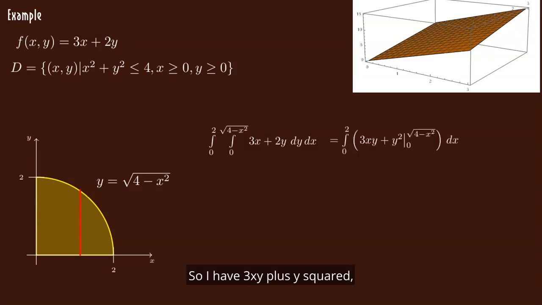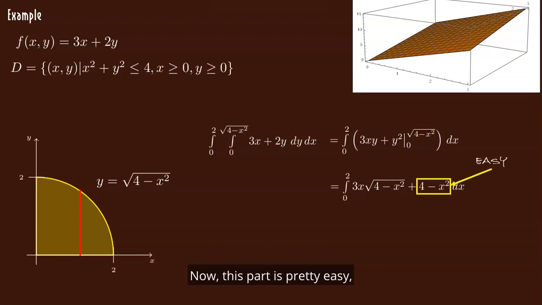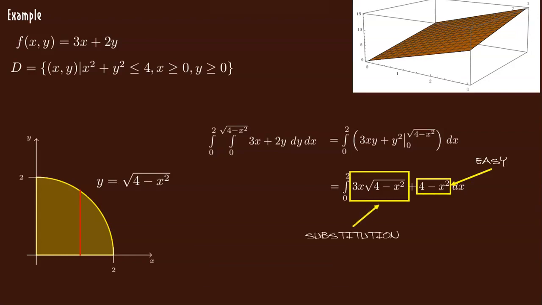So I have 3xy plus y squared, and my y is going from 0 to the square root of 4 minus x squared. Let's plug and chug. I get this expression, integral from 0 to 2 of 3x square root of 4 minus x squared plus 4 minus x squared. Now this part is pretty easy, but this part we're going to need to use a substitution. I figure you might be a little rusty on this, so we're going to do this off on the side. So let's go to the next slide.